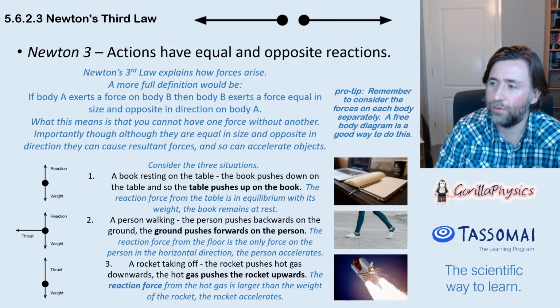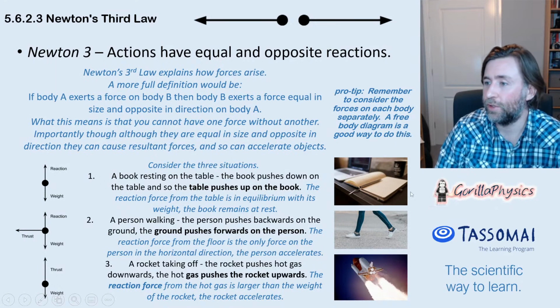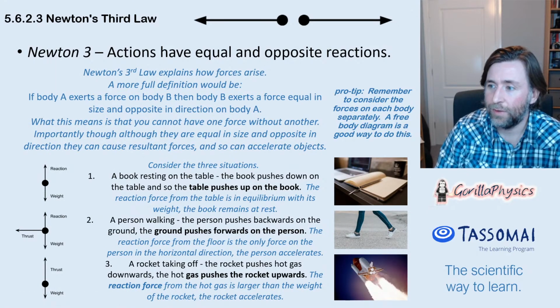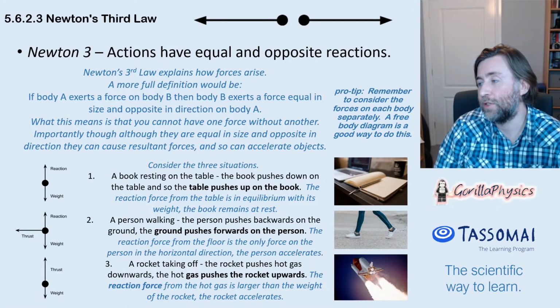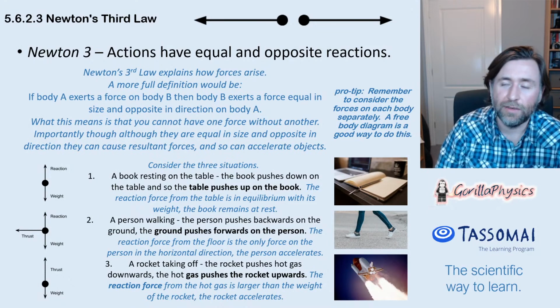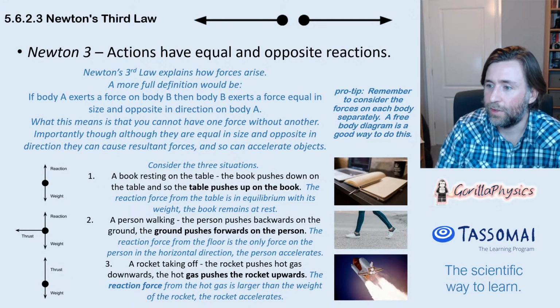And lastly, Newton 3. And some examples of this: if you push on the ground, the ground pushes on you, so the ground actually accelerates you, you accelerate. Another example is a rocket. If the rocket pushes hot gas backwards, then the hot gas pushes the rocket upwards.